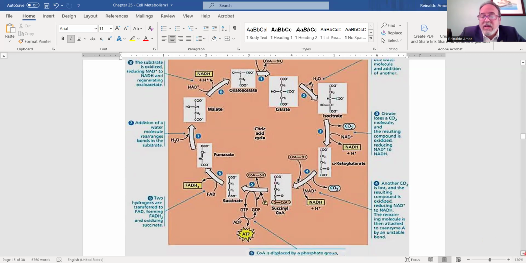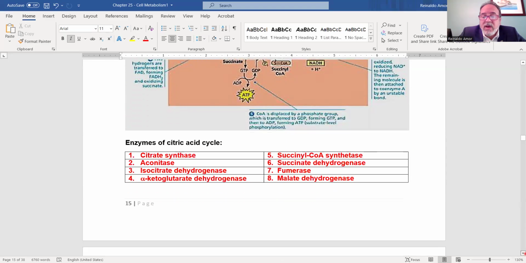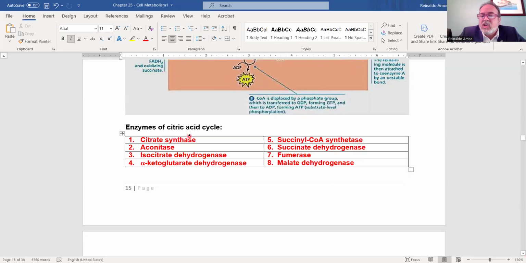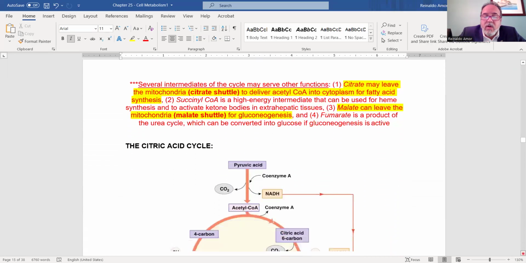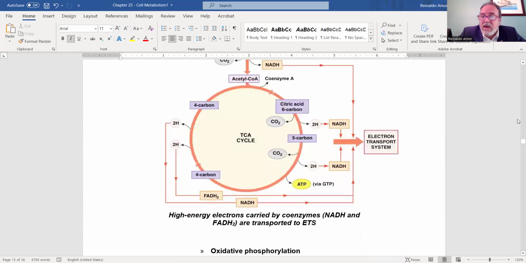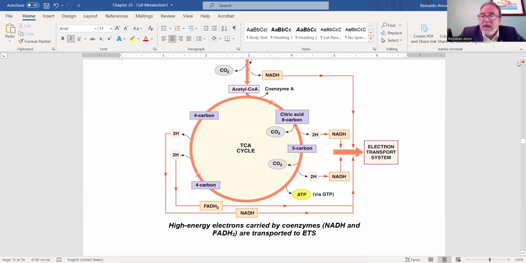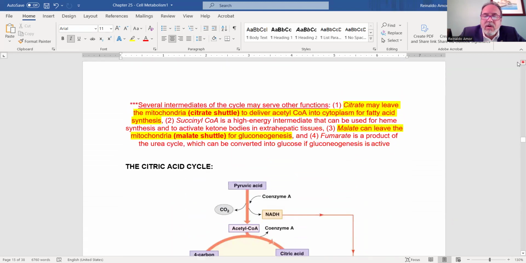And we need oxygen to be in the mitochondria, right? There are other shuttles here, but I'm not going to talk about the shuttles. This is more like biochemistry. This is something that you learn in biochemistry. You learn about the citrate shuttle, the malate shuttle, these shuttles.